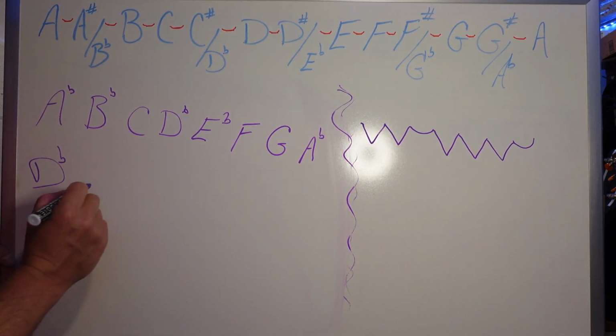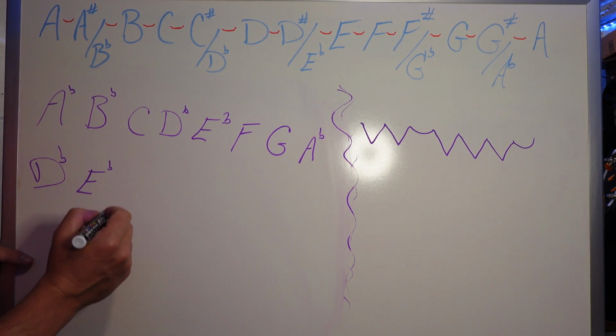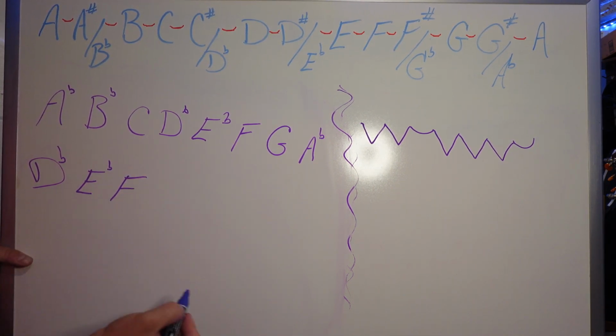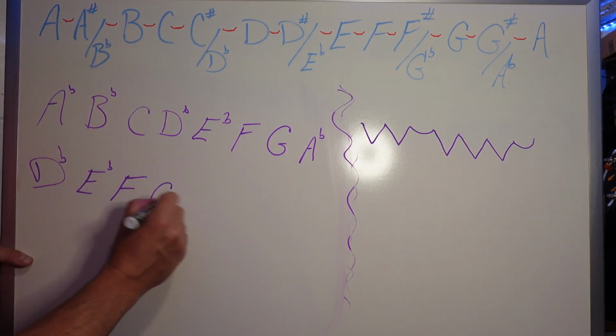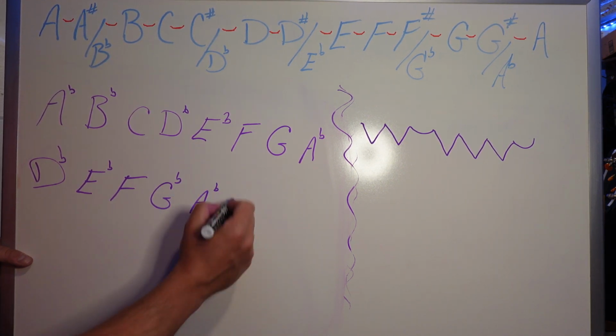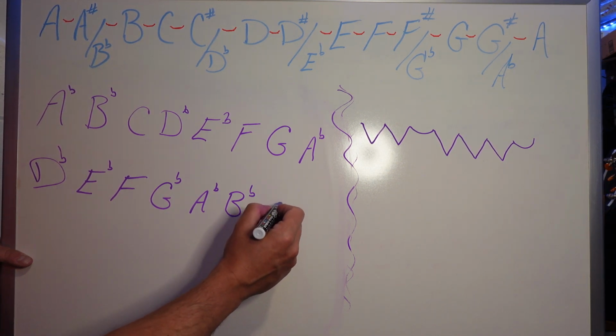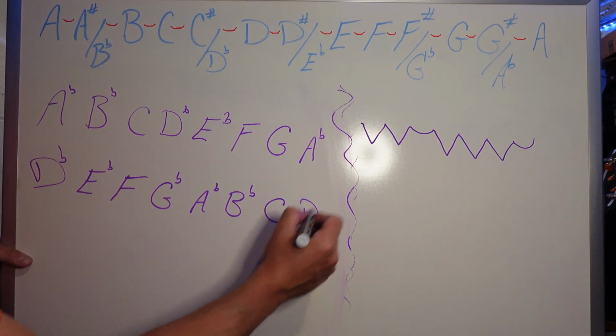D flat moves up a whole step to E flat, up a whole step to F, up a half step to G flat, up a whole step to A flat, up a whole step to B flat, up a whole step to C, and a half step takes you back to D flat.